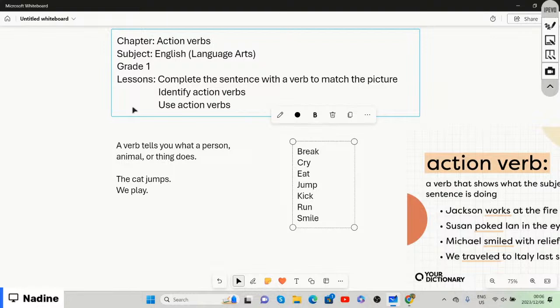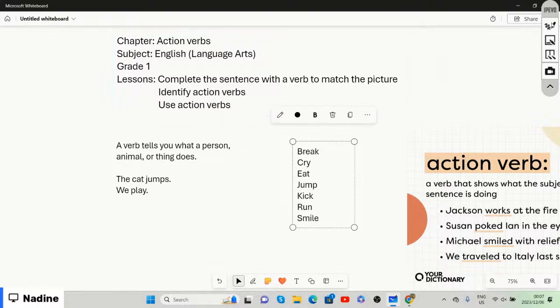All right, so basically a verb tells you what a person, animal, or thing does. It is the action that the person does. So it shows what the person, animal, or thing does or what they are doing. So that is a verb.